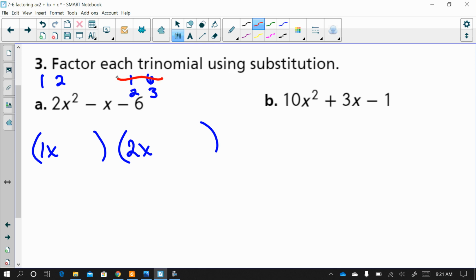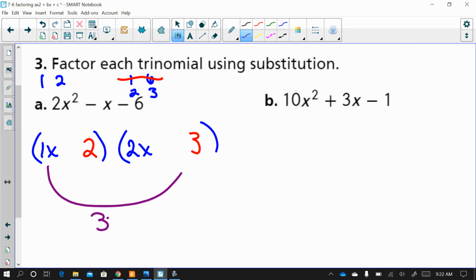Here's another piece of advice for you. The 2 and the 3. I cannot have a GCF inside my parentheses. So I see the 2 here. I can't put a 2 with it, okay? Because that gives me a GCF and means I'm not factored completely. Okay, so GCFs can't go together. So that tells me the 2 has to go here and the 3 has to go here. Okay, so let's check it out.